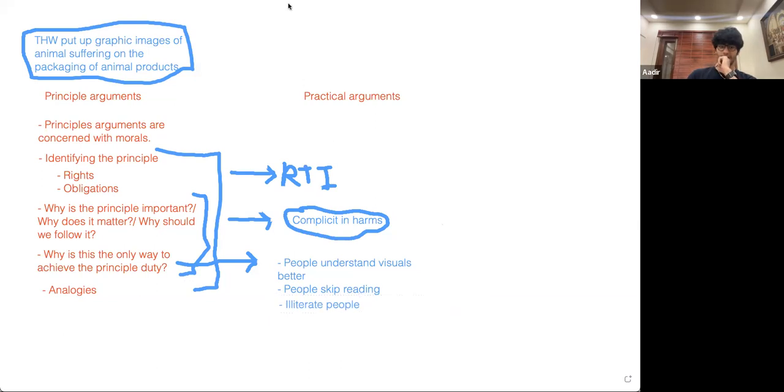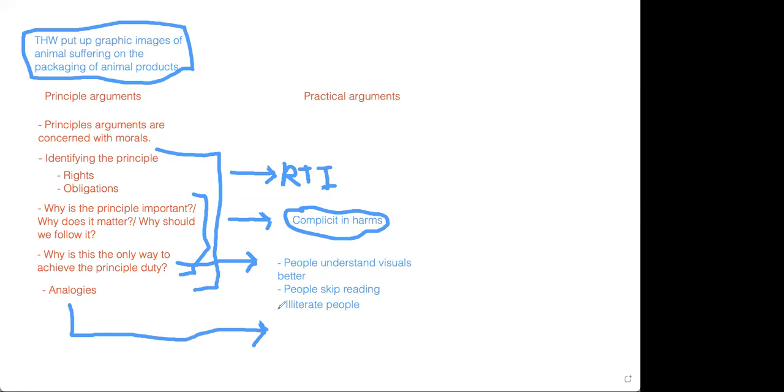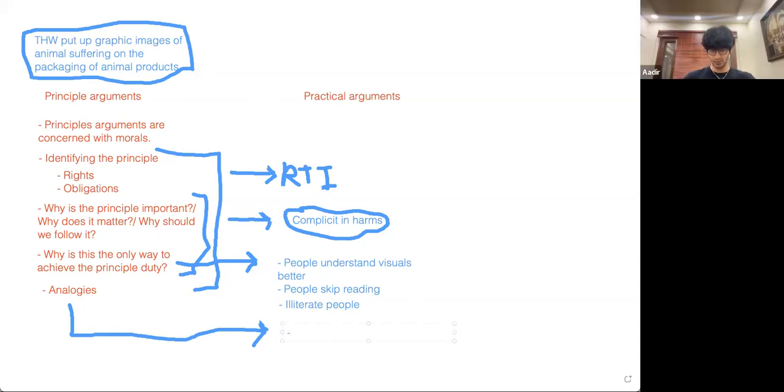All right. And now the last thing I want you to look at is analogies. For an analogy, you want to think about a principle, something that we already do that most people would agree is good, that is similar to this policy. So what is something like that? As we've discussed, I think it's putting photos of lung cancer on tobacco. That kind. Can I have one more?